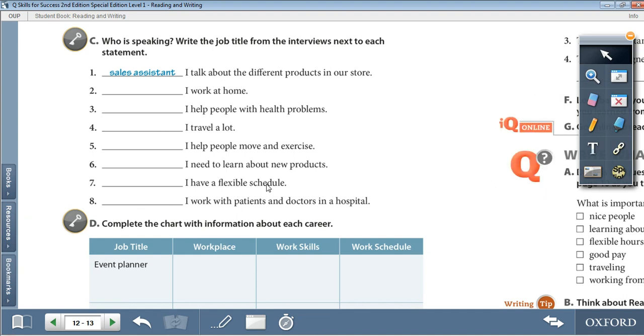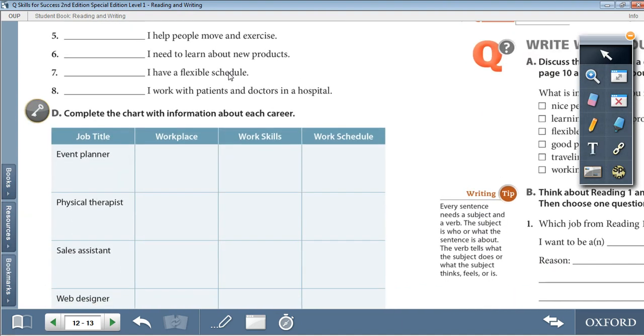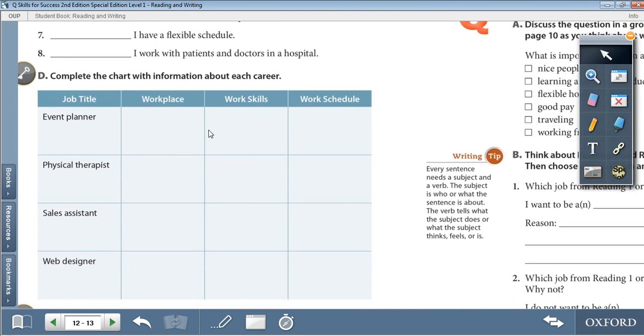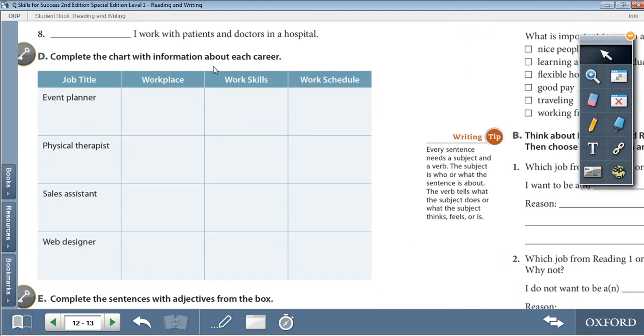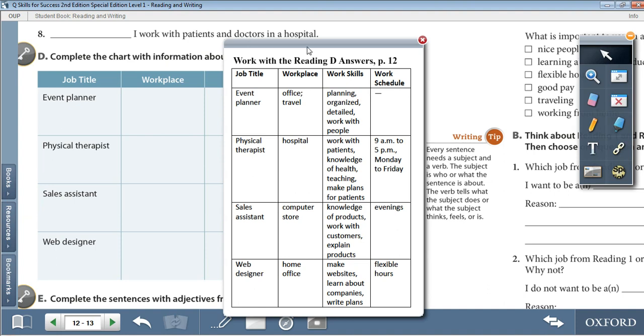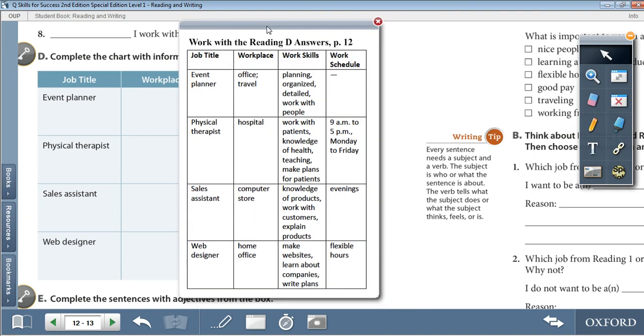Moving on to activity D. Here you need to complete this chart with information about each career. You have the job title. You need to write the workplace, where do they work, the work skills, what skills are needed to do this job, and the work schedule, their working hours. And here are the correct answers.